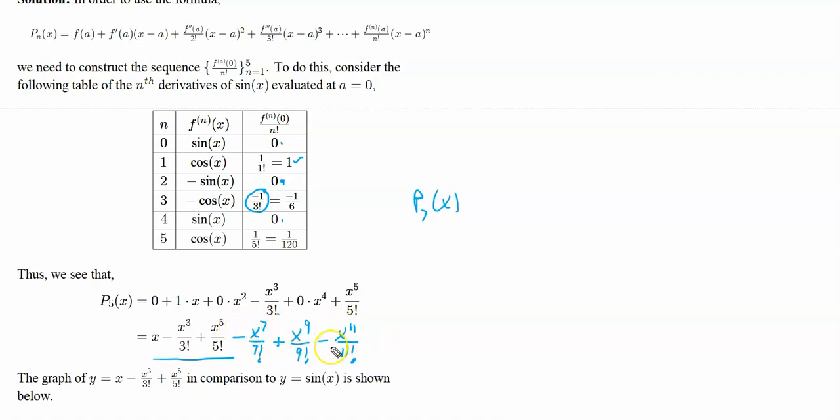Notice that you don't have any even powers of x. That's because of these zeros right here, here, here. Notice that all of these zeros correspond to when n is an even number. Okay, and so that's our 5th degree Taylor polynomial.